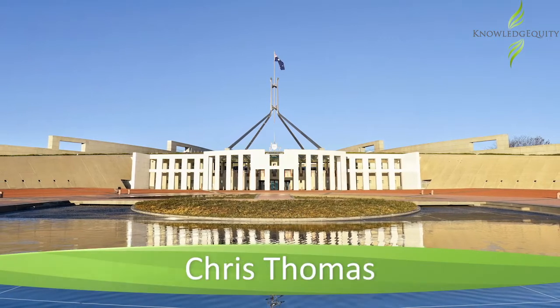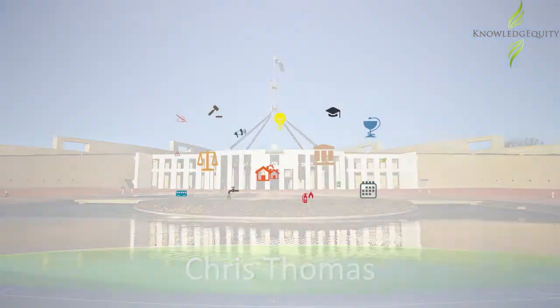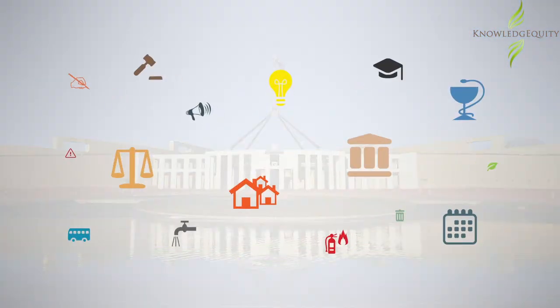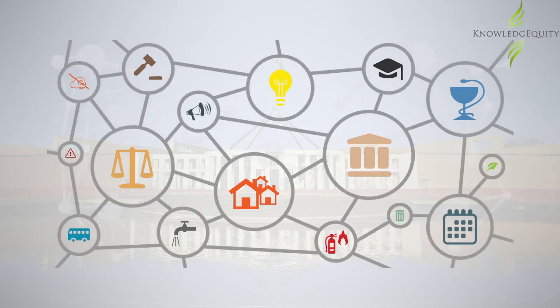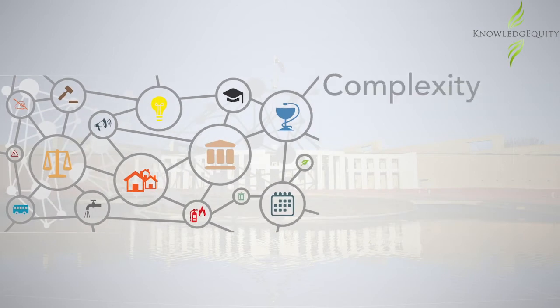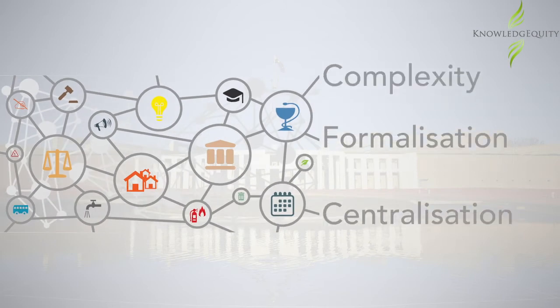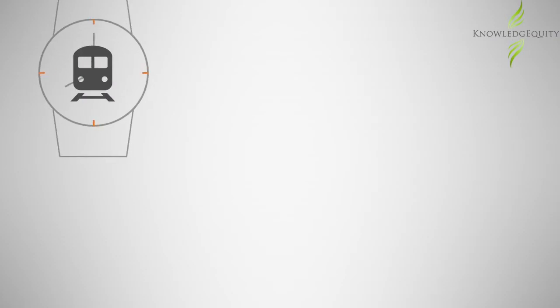Government is the largest organisation most countries have. It is tasked with designing and delivering the services communities need. So what drives a government to create its structure, and how does a government structure link to the components of complexity, formalisation and centralisation?